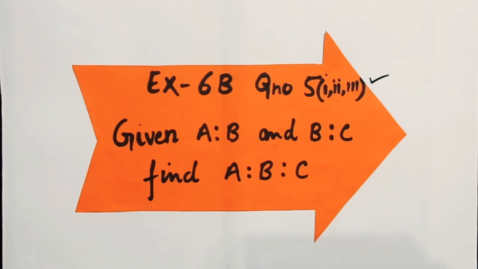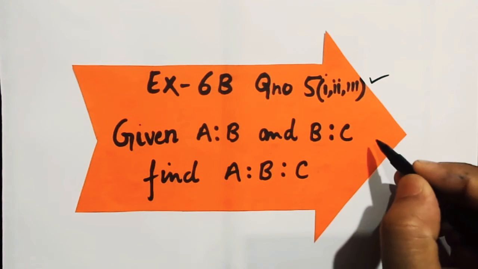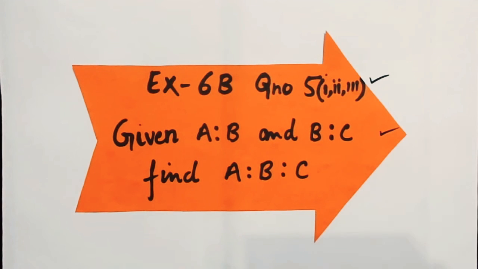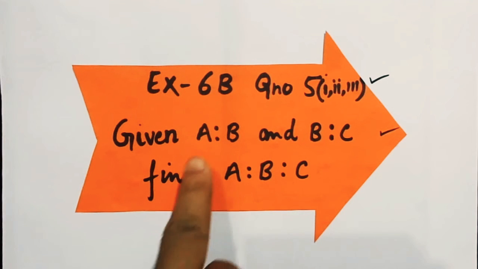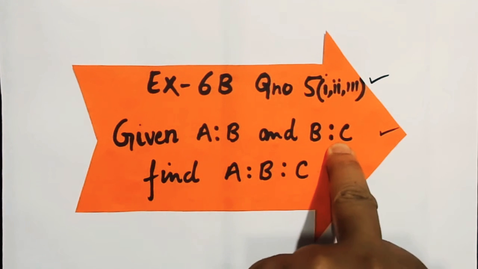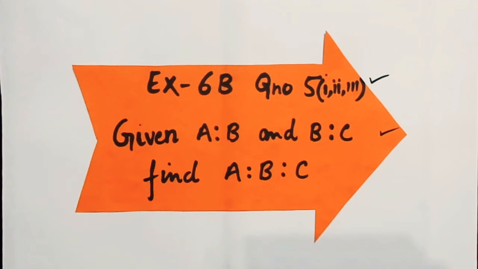So for everything we have a name. So you can name this type of question as this problem: when the values of two ratios are given, you need to find out the ratio of A is to B is to C, isn't it?